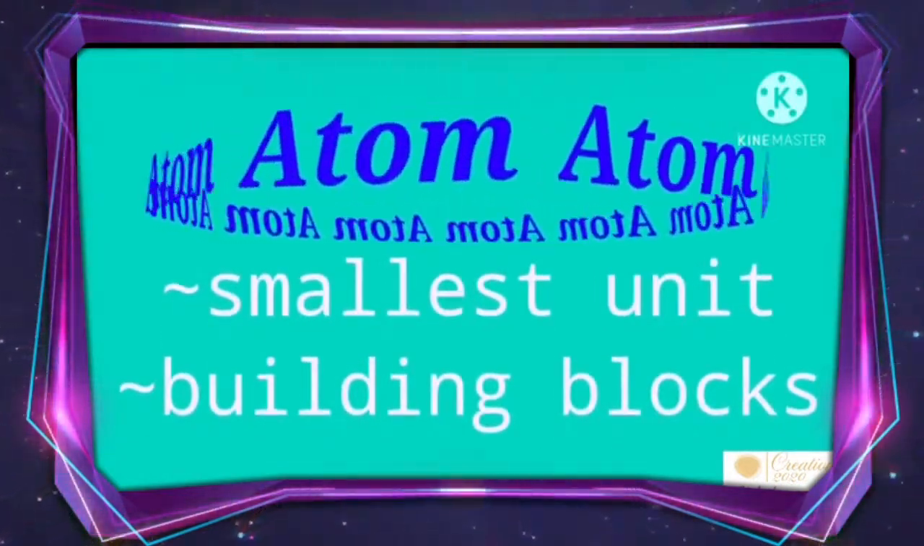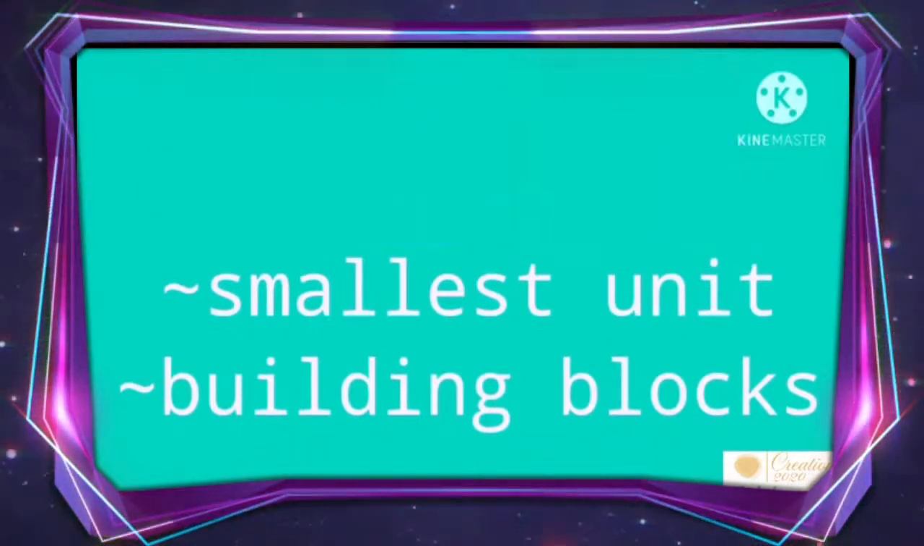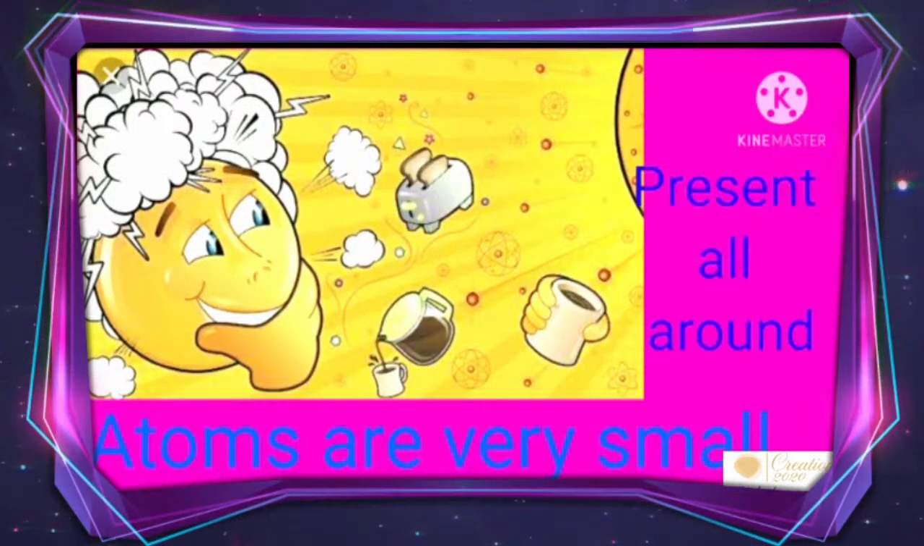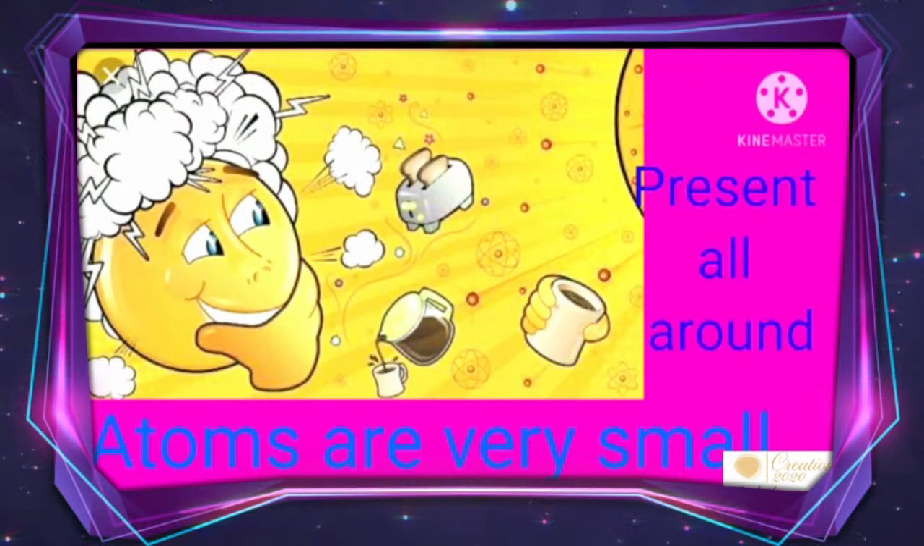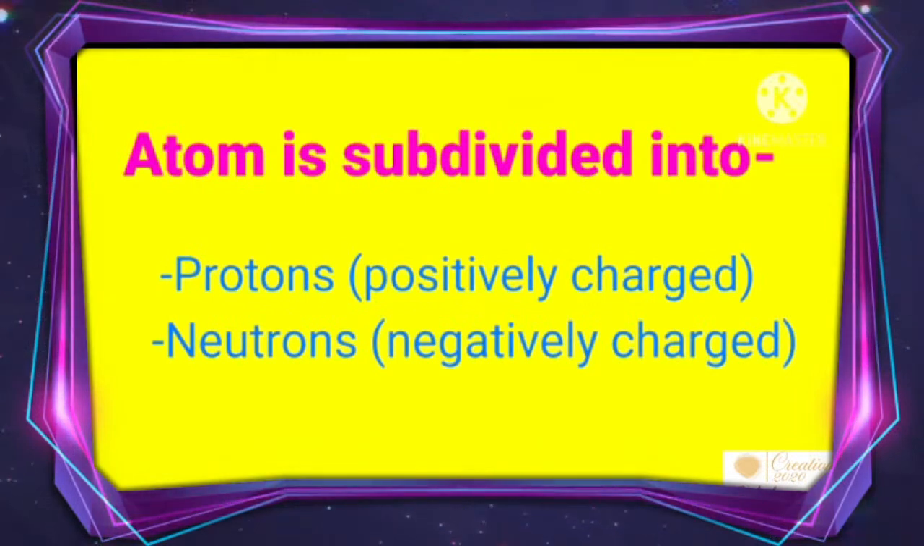Atoms are the smallest unit of ordinary matter. They are the building blocks of matter. Atoms are very small in size. They may not be visible to us, but our entire world is made up of atoms. Atoms are subdivided into protons and neutrons.